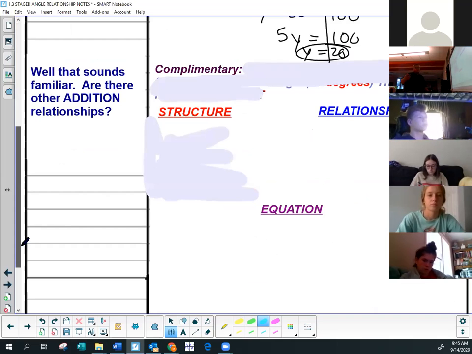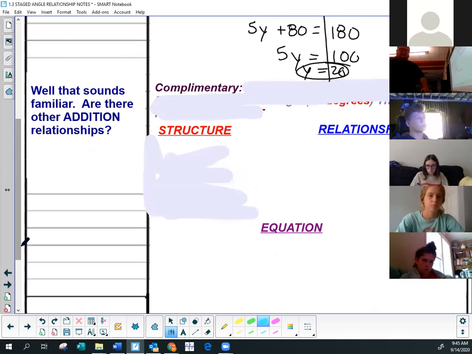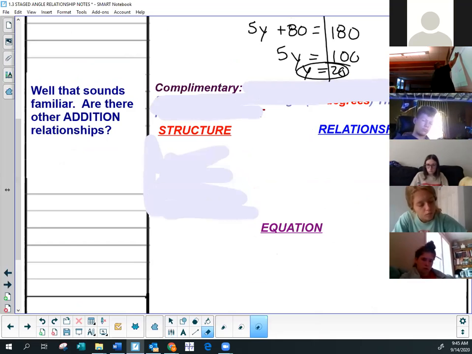So this one addition relationship, it stands to reason to ask, are there more addition relationships? Well, there are. There's actually going to be a couple. Complementary is going to be our next one.